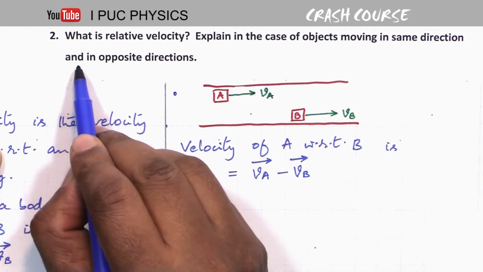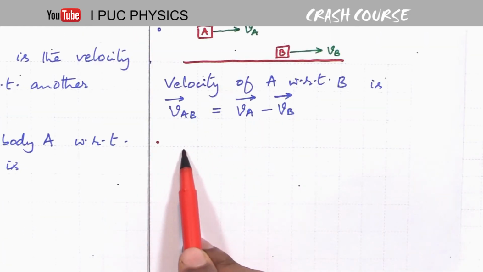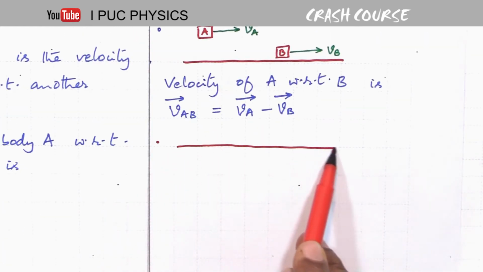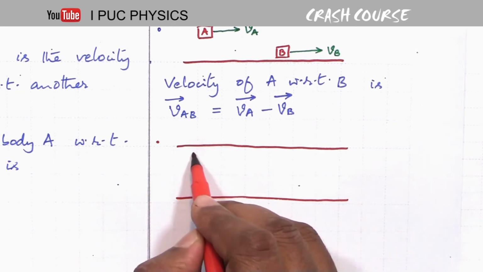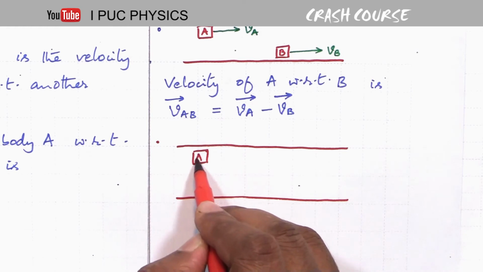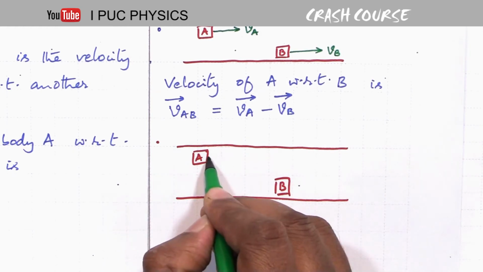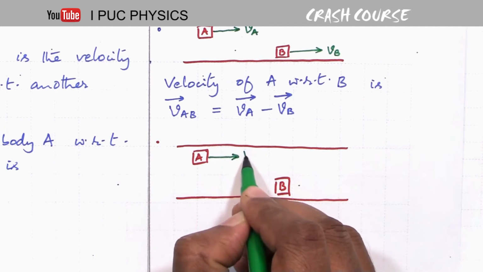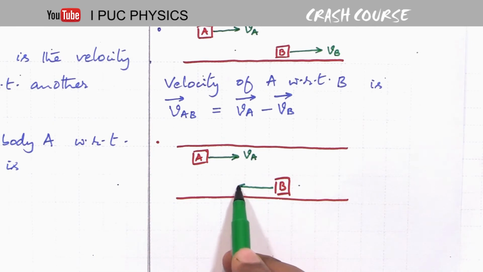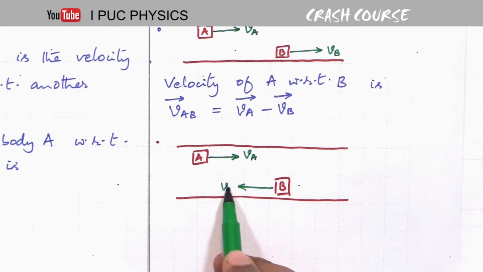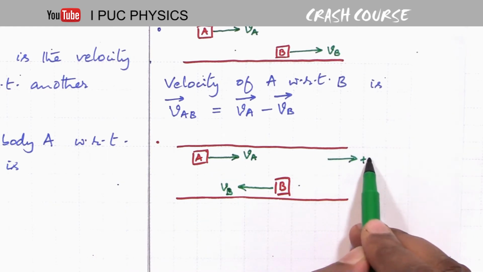Now if they are moving in opposite directions, let this be a road. This is vehicle A. This is vehicle B. Vehicle A is moving with velocity VA. Vehicle B is moving with velocity VB, but in the opposite direction. This is the positive x-axis.